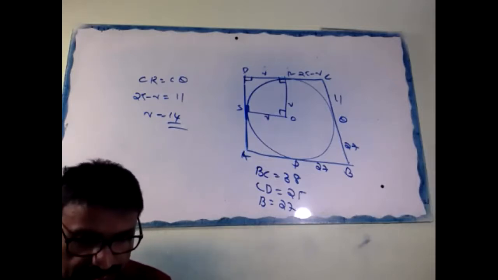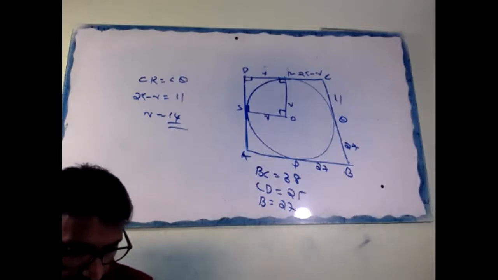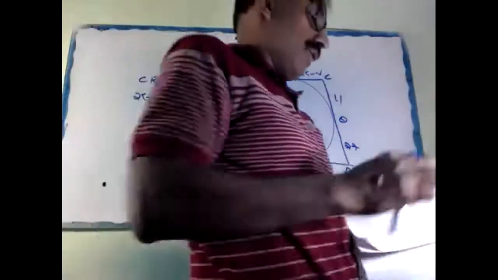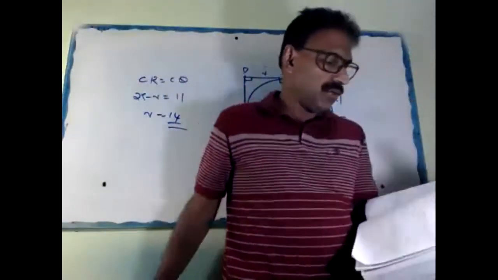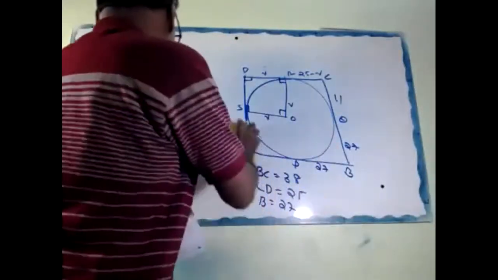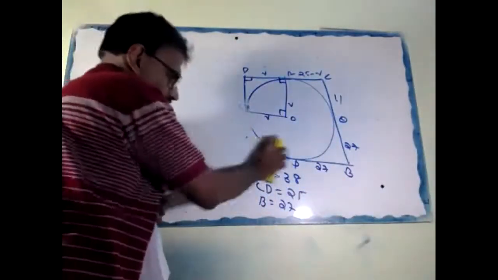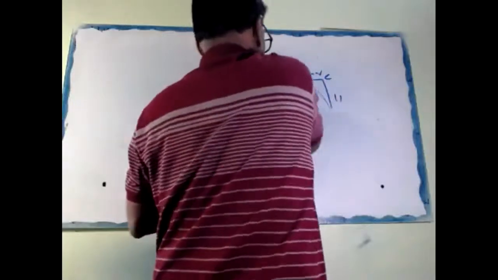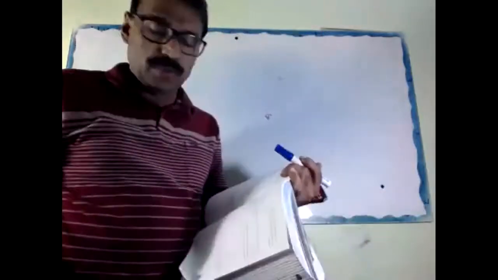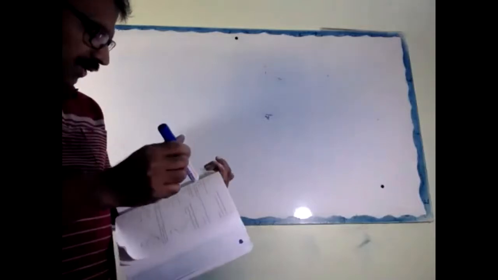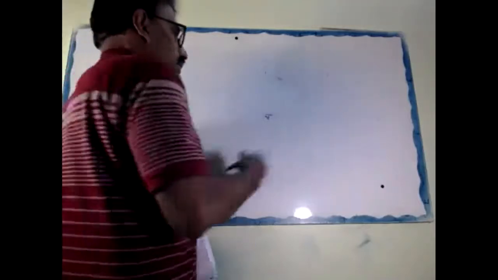Prove that the tangents at the extremities of any chord make equal angles with the chord. Prove that the tangents at the extremities of any chord make equal angles with the chord.